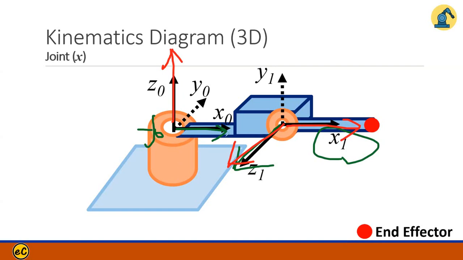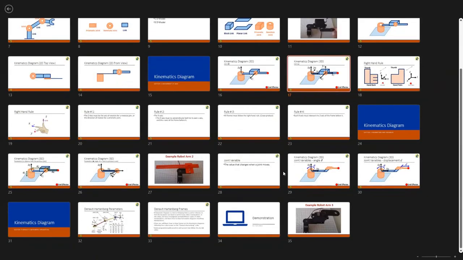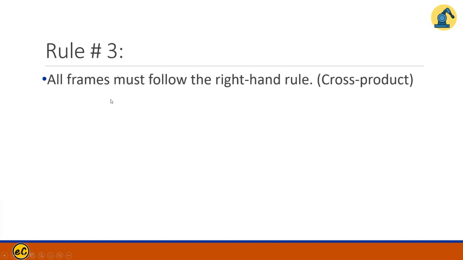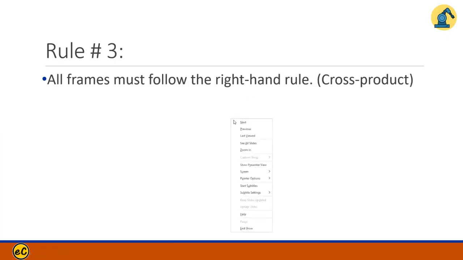Why was this rule set up in that way? Just because people figured out it is a better way to model the frames. So that's rule number two: the x-axis must be perpendicular to its own z-axis and the z-axis of the previous frame. Rule number three: all frames must follow the right-hand rule, the cross-product rule we already talked about. Number four: each x-axis must intersect with the z-axis before it. This is the intersect rule.